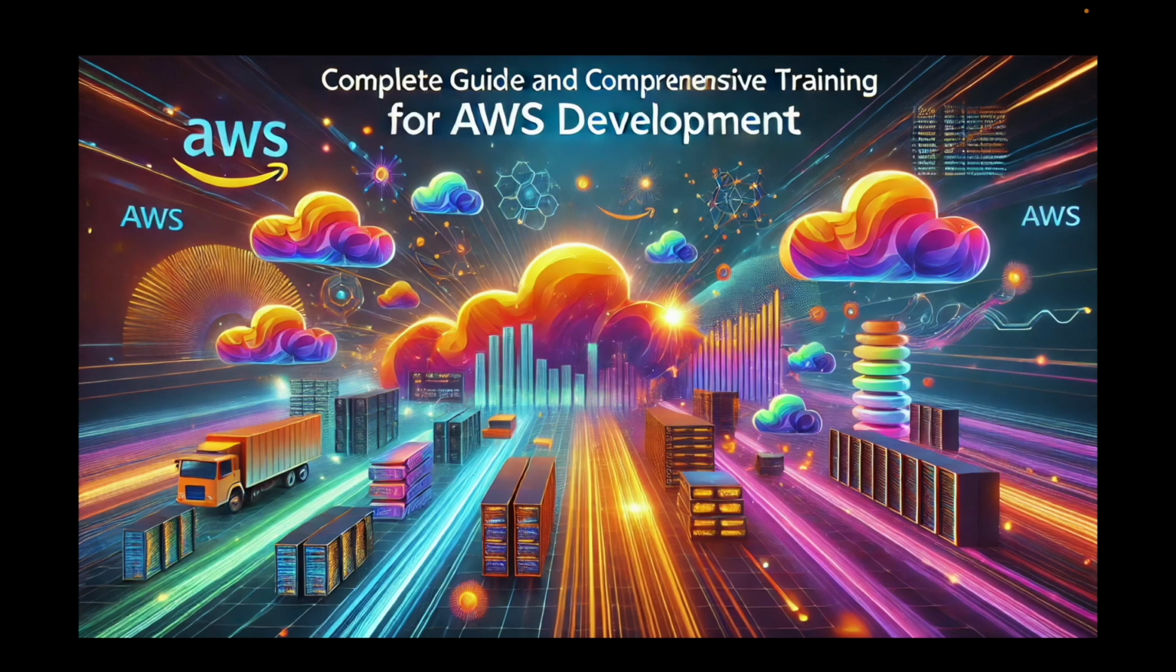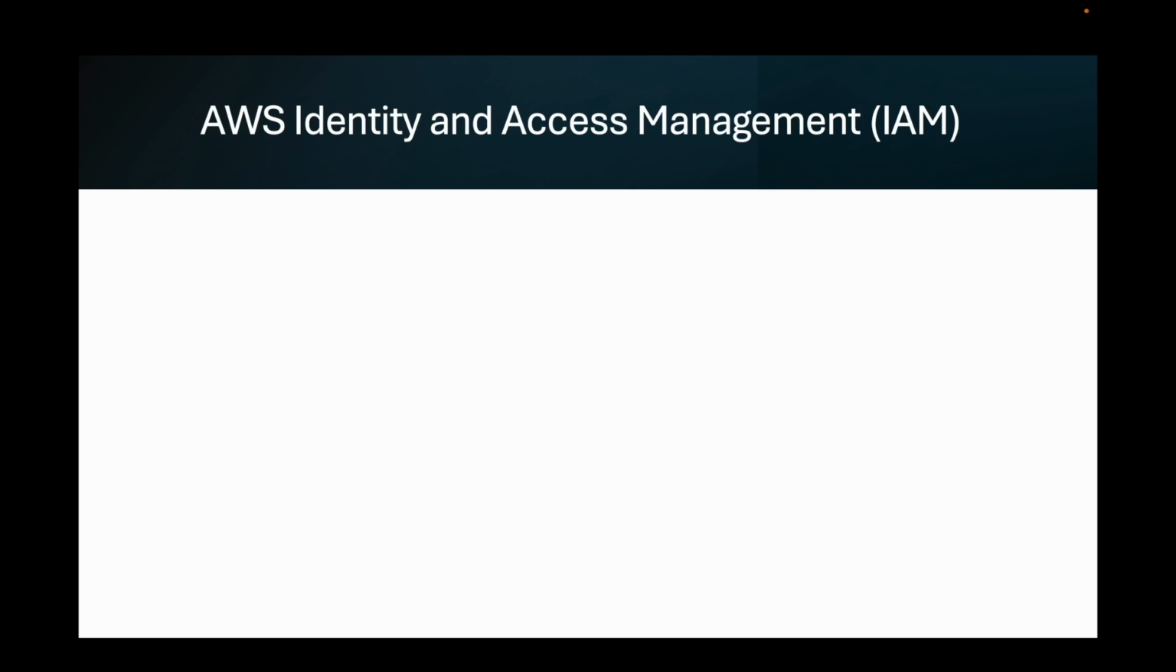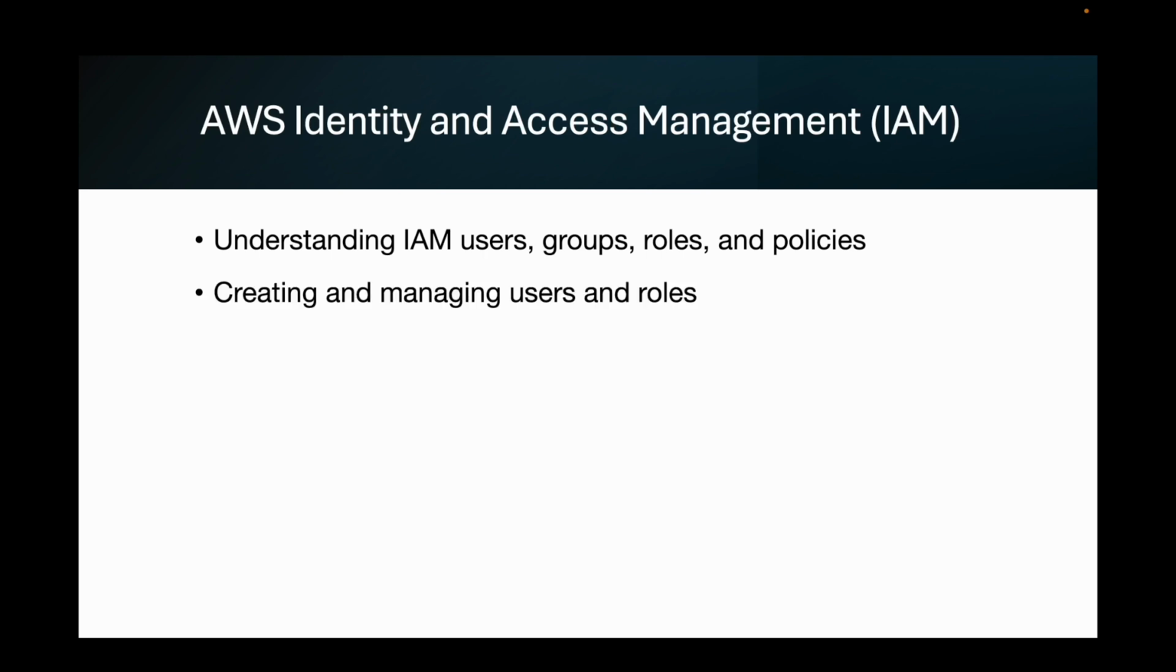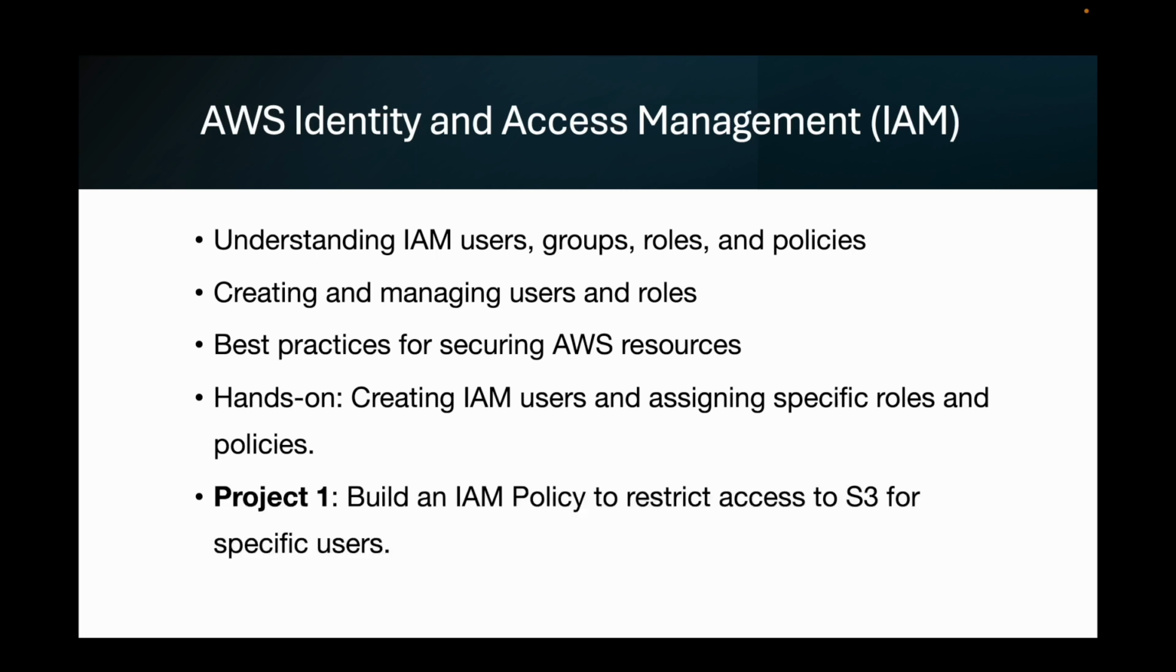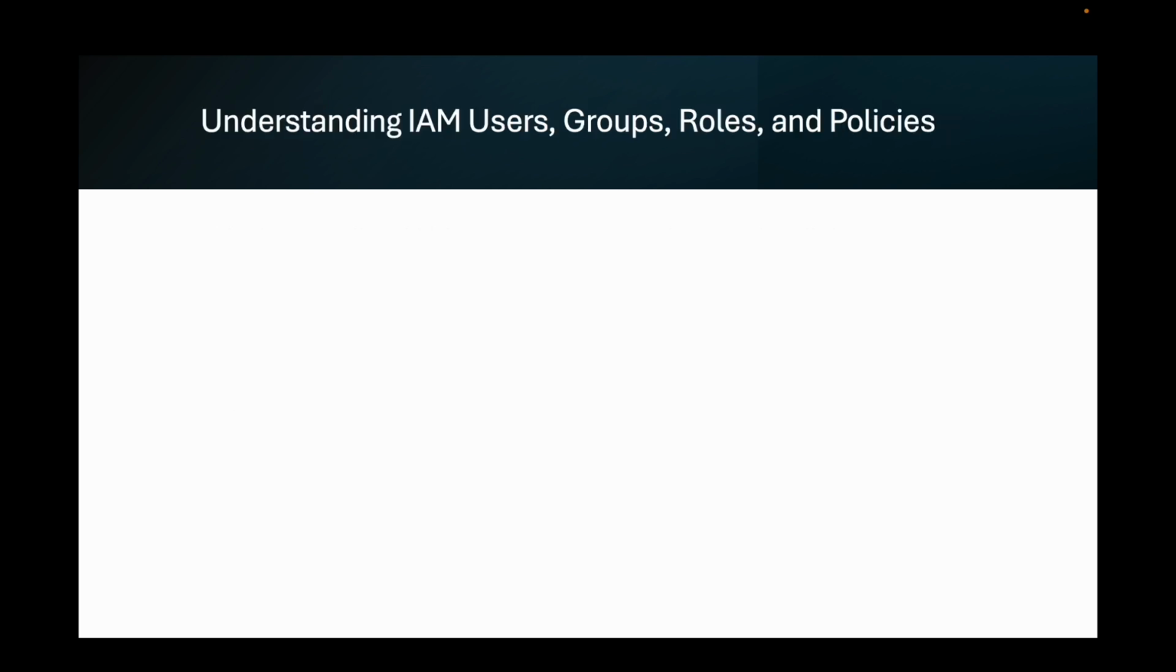AWS Identity and Access Management. Welcome back. In this video, we will be looking at understanding IAM users, groups, roles, and policies. Then we're going to jump into creating and managing users and roles. We'll look at some of the best practices for securing AWS resources. We'll do a hands-on of creating IAM users and assigning specific roles and policies. And we will start our first project, which is building an IAM policy to restrict access to S3 for specific users. Let's get started. First topic, understanding IAM users, groups, roles, and policies.